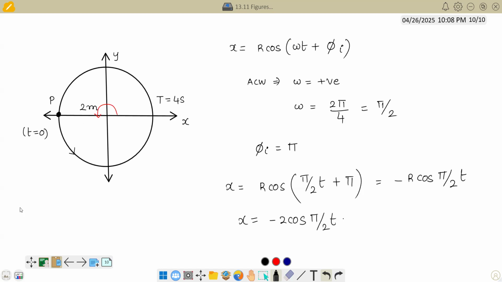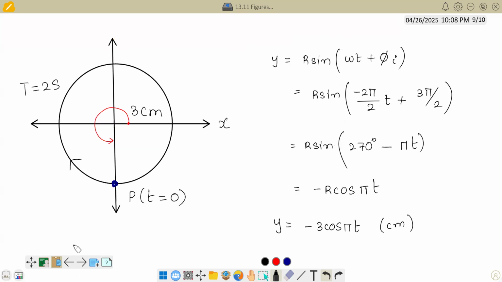Similarly, we can tell the y equation also. Y equals 2 sine, we just found the angle is pi by 2 into t plus pi. So sine 180 plus theta is minus sine theta. So minus 2 sine pi by 2 into t, because 180 plus theta would fall in the third quadrant. So both cos and sine are negative. So this will be the y and x coordinates.